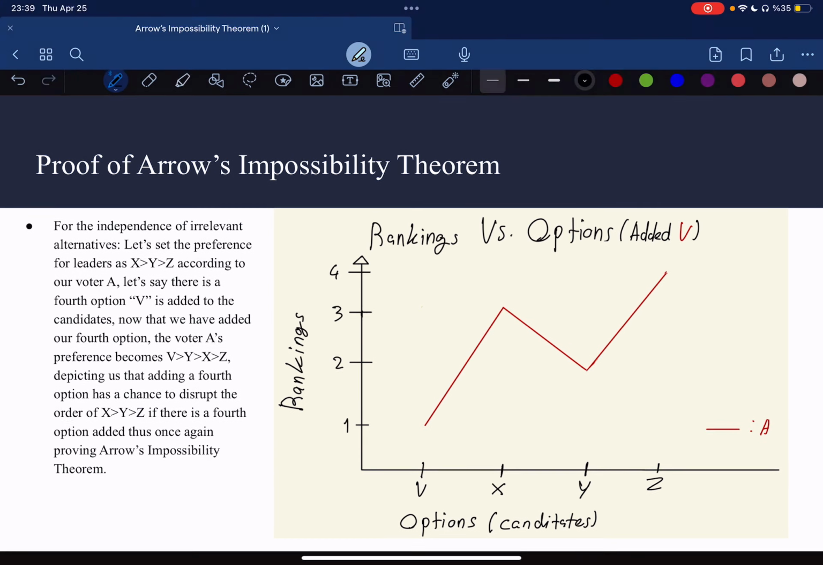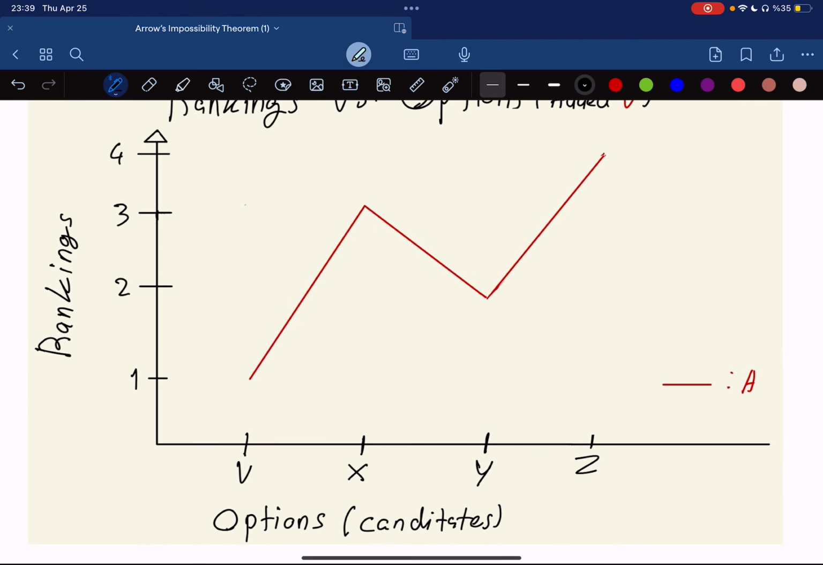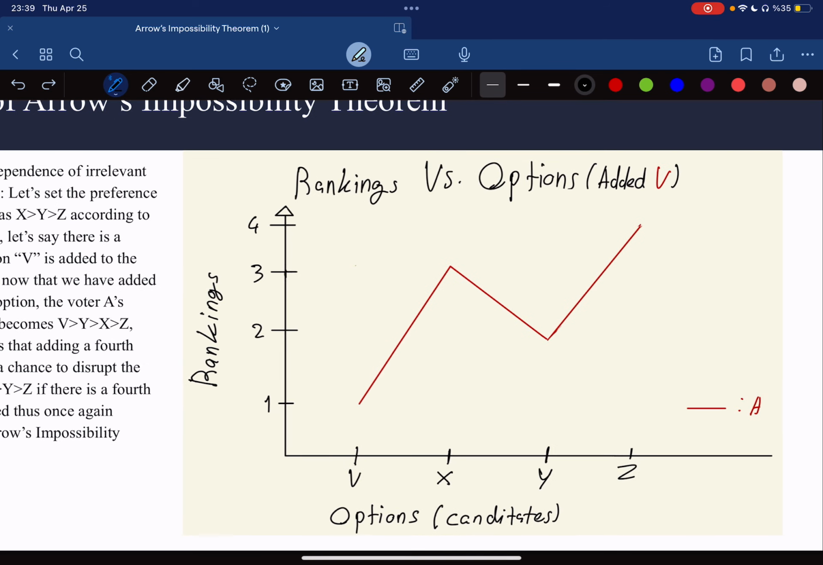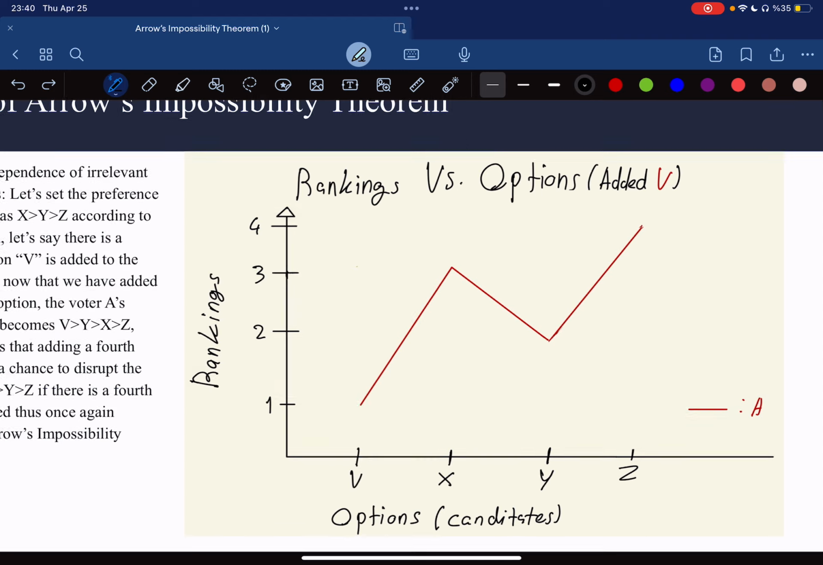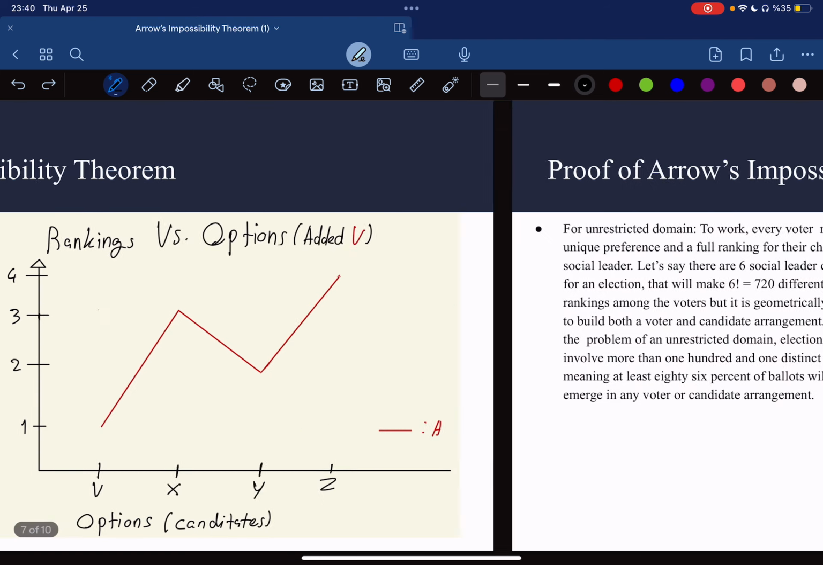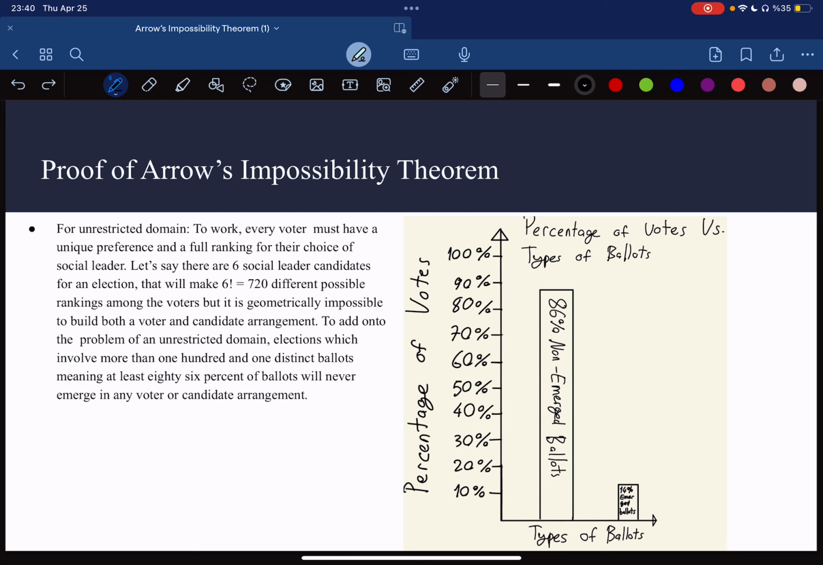So it can be seen that when we add V to the graph, it disrupts the straight line which voter A normally had like this. And now it becomes more of a graph instead of a straight line, with the y-axis having the rankings and the x-axis having options, showing the rankings versus options for this independence of irrelevant alternatives part of the theorem.